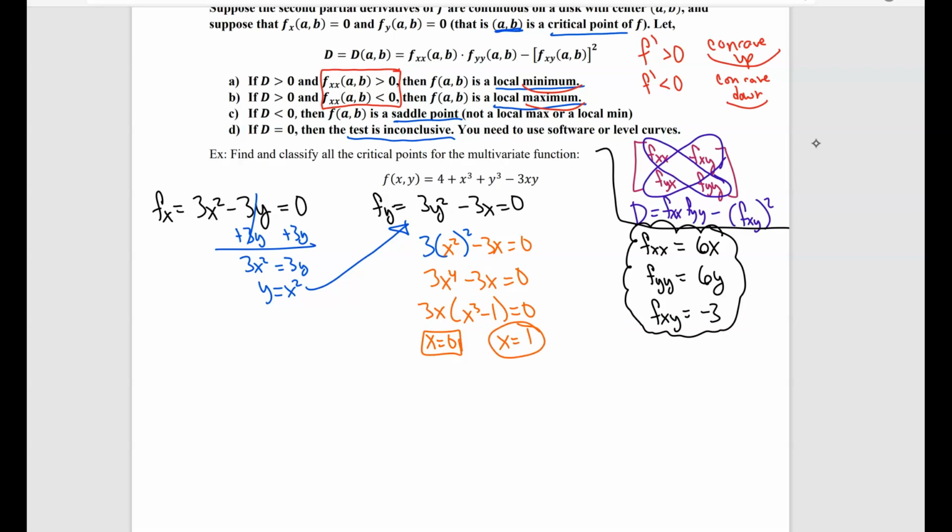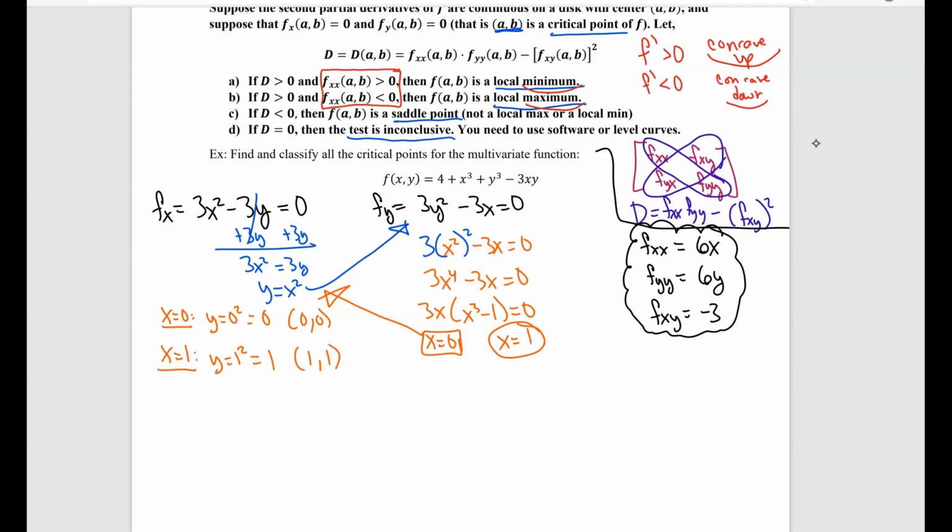Now that we have these two x values, we need to figure out what the y values are, so I'm going to plug them back into the original. First, when x is equal to 0, y equals 0 squared, so you get 0. One of the points is (0, 0), that's one of our candidates. And when x is equal to 1, y equals 1 squared, which is just 1. So this is the point (1, 1).